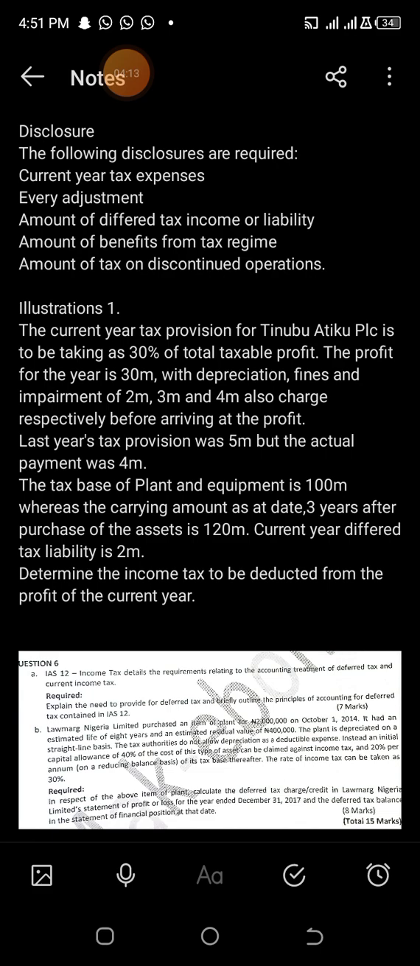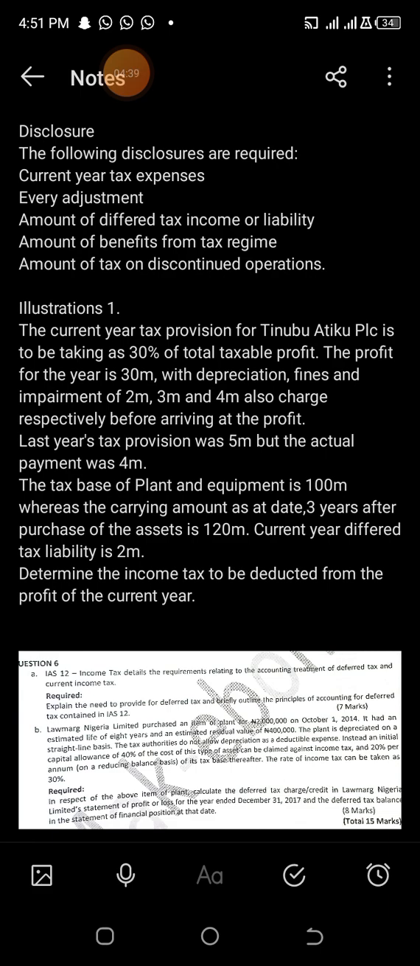So, what you are to do here is to determine the current year profit. And like I have said earlier, how to calculate this is to determine the current year provision, add under provision, and add the decrease in deferred tax.